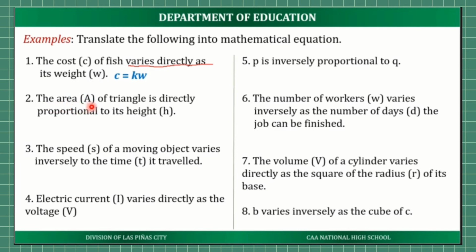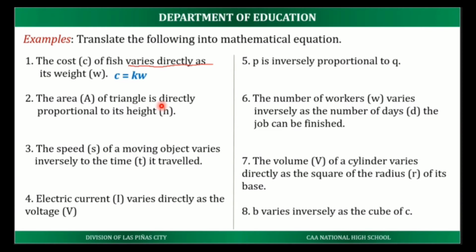Number 2, the area A of a triangle is directly proportional to its height. So, ang first variable ay A, second variable is H. So, number 2 is an example of direct variation because of the words directly proportional. So, the mathematical equation of this statement is yung unang variable is A, and then second variable is H. So, the mathematical equation or the translation is A is equal to KH.